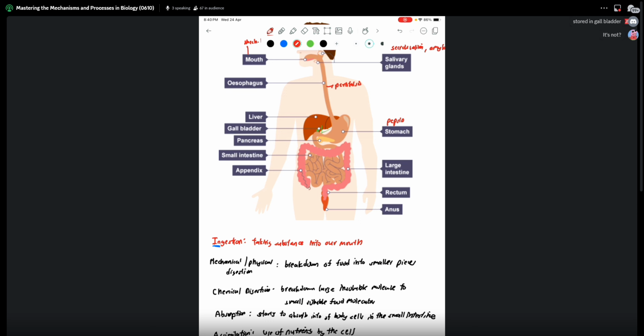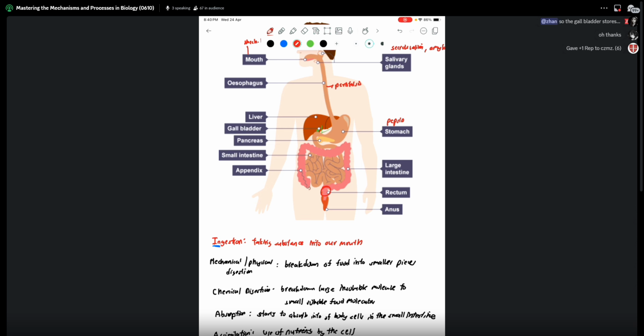Large intestine is where they also help to reabsorb some of the vitamins and the minerals, and then to maintain the water levels in our entire body. And the rectum, which is here, is where the poo poo is stored. Okay, so the rectum is where all our feces are stored.